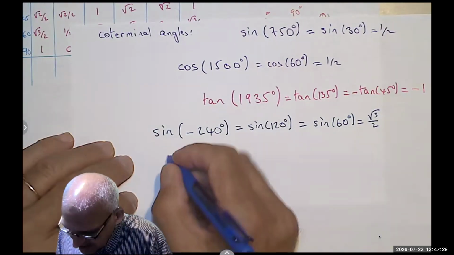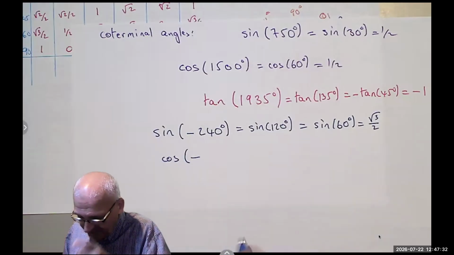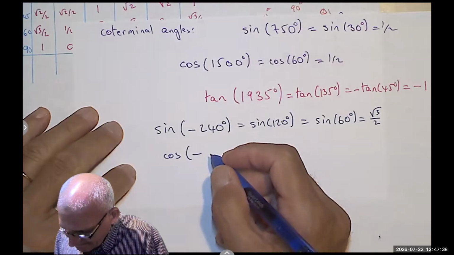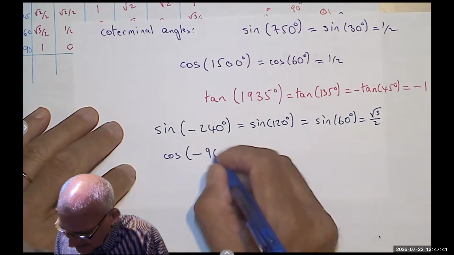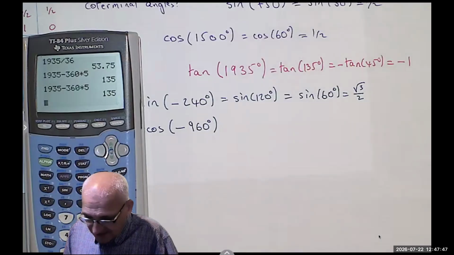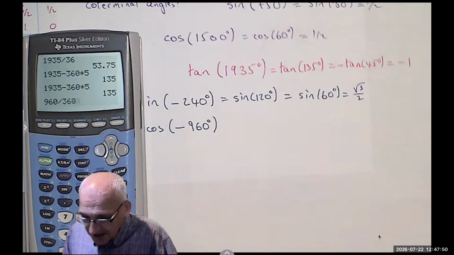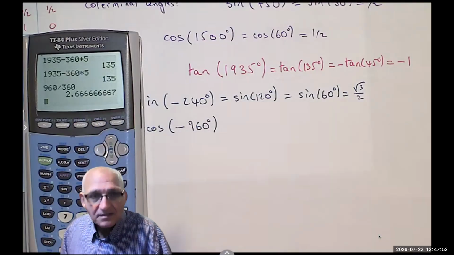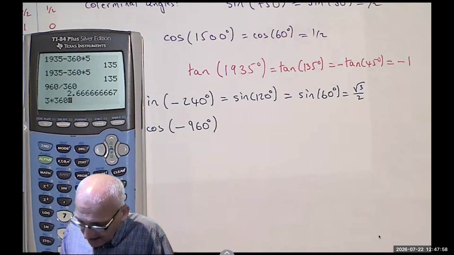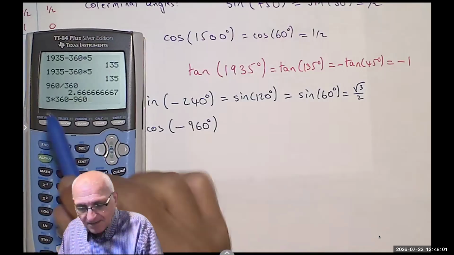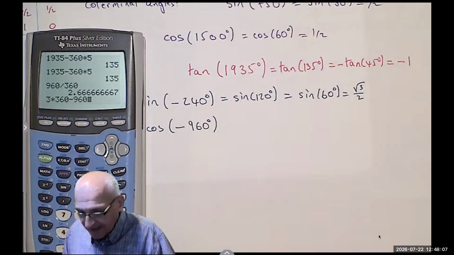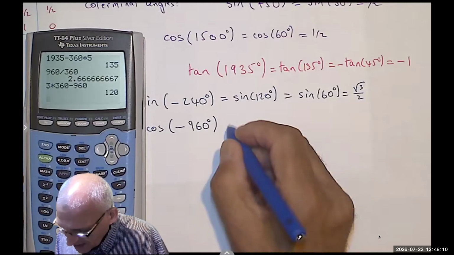So let's say, what is cosine of negative 960 degrees? I'm going to divide 960 by 360, so I get 2 and something. So I'm going to make it 3 instead of 2 and say 3 times 360 minus 960. So you see, I had to increase by 1 and then subtract or add. I add a negative number, meaning I subtract 960. I get 120. Oh, same thing.